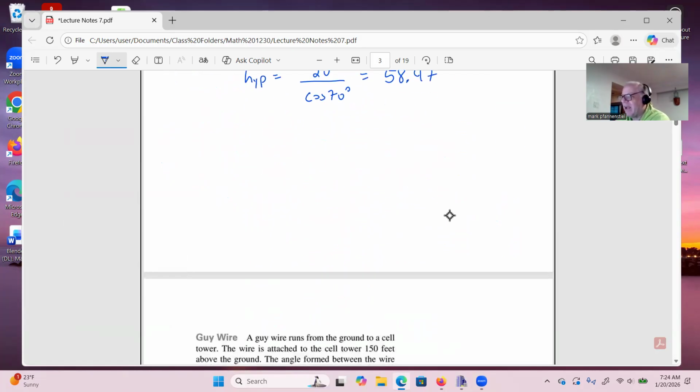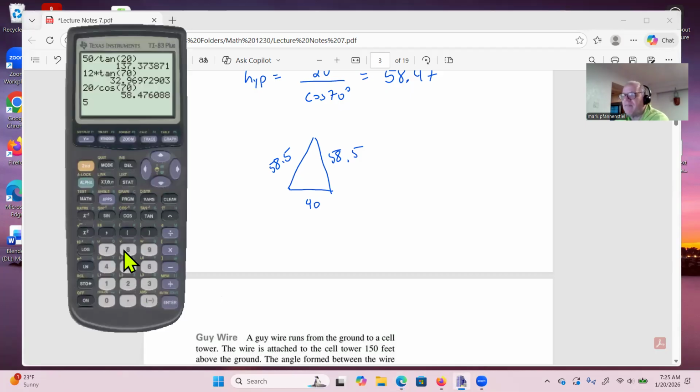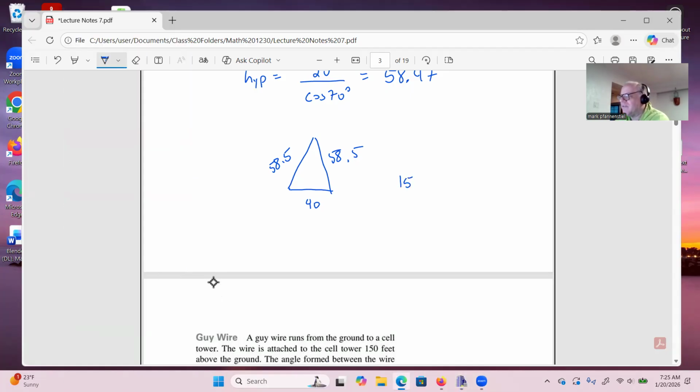Going back to my triangle, we know that this side was 40. We could say this is 58.5. This side is 58.5. And now to get the perimeter, we just add all of these pieces up. So 58.5 times 2, and then we add the base, the 40, and voila, we get a perimeter of 157 centimeters. Okay, and that's going to be our answer.